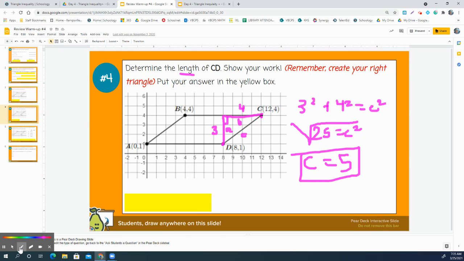Notice that that hypotenuse, that diagonal, is the longest side. The side opposite that right angle is always going to be the longest side. Okay. Questions on that one? I saw a couple of people also use distance formula, x minus x squared plus y minus y squared. You're going to get these same numbers. You're going to get 3 and 4, because 4 minus 1 is 3, and 12 minus 8 is 4.